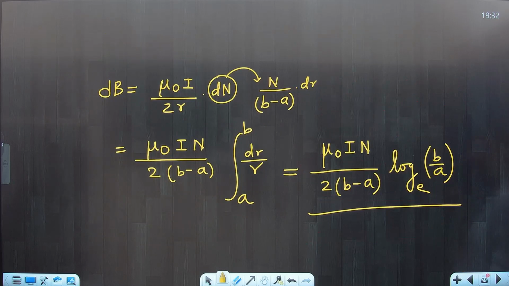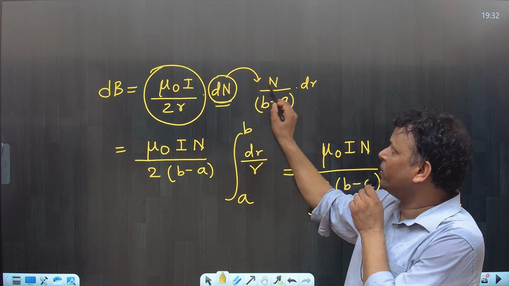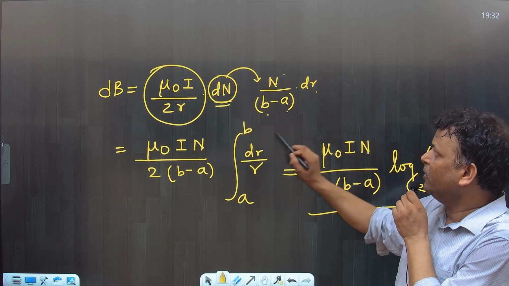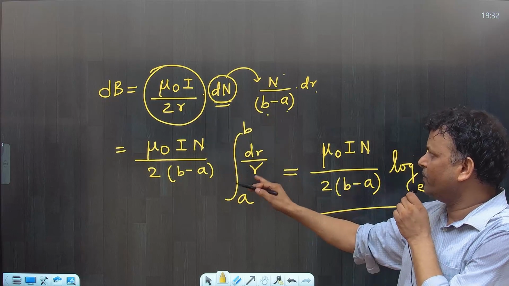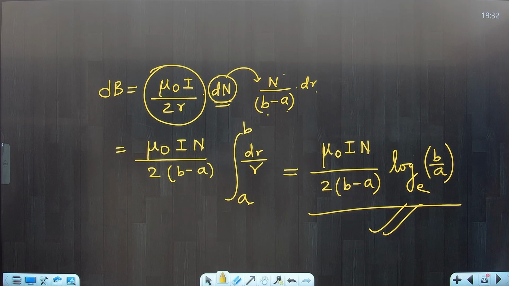So you will write this is the magnetic field due to one circle into dn, and dn was n by (b minus a) into dr. So you have taken everything out. It is dr by r. R varies from a to b, and you will get this result. This is the magnetic field at the center of a spiral.